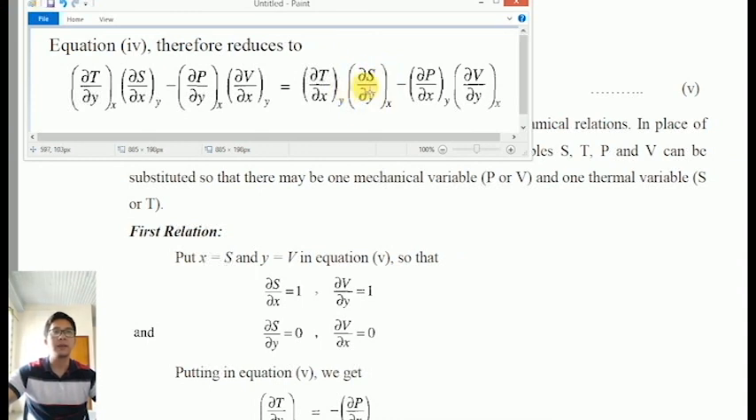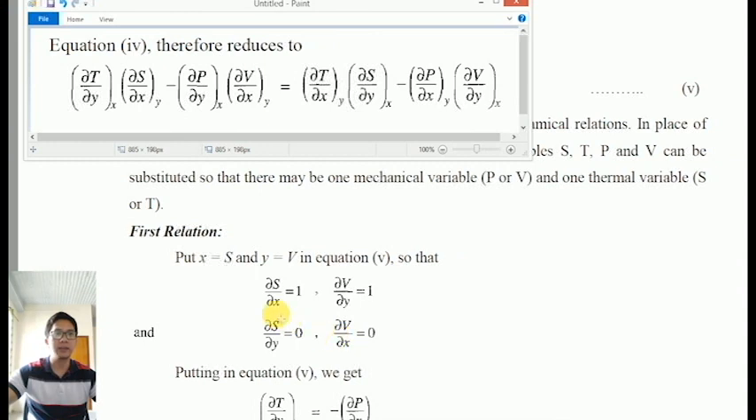And del V by del X. Here X is nothing but S, but Y is equal to V. Here we have constant V. This means that constant Y means constant V. So constant V means this V is constant, so the differentiation will become 0. Okay, I hope this is clear.